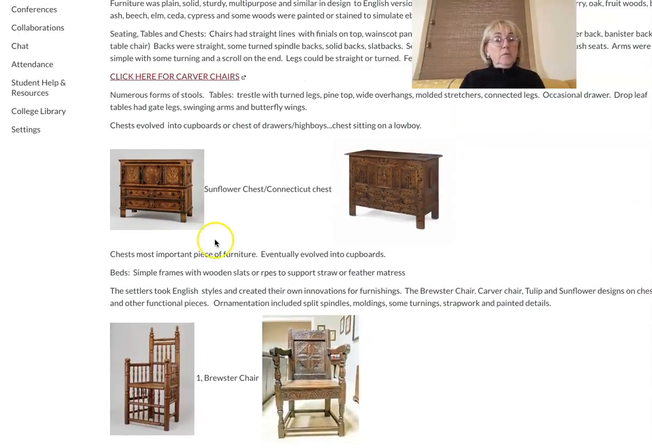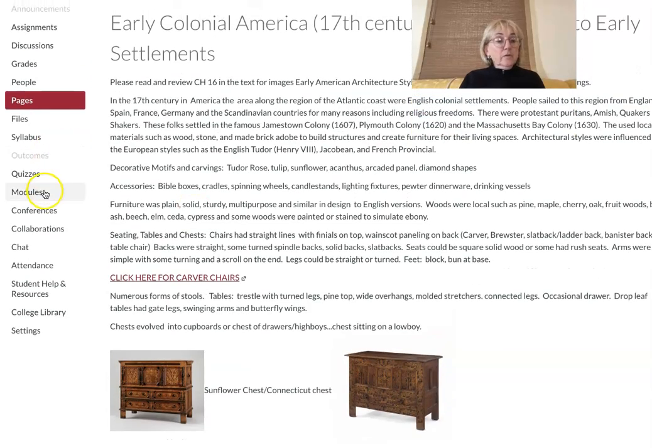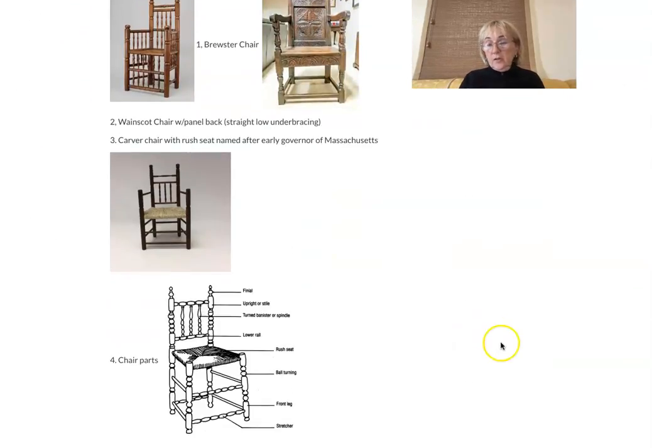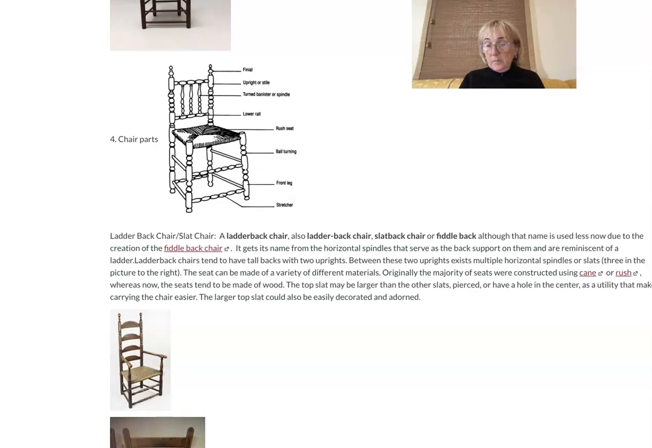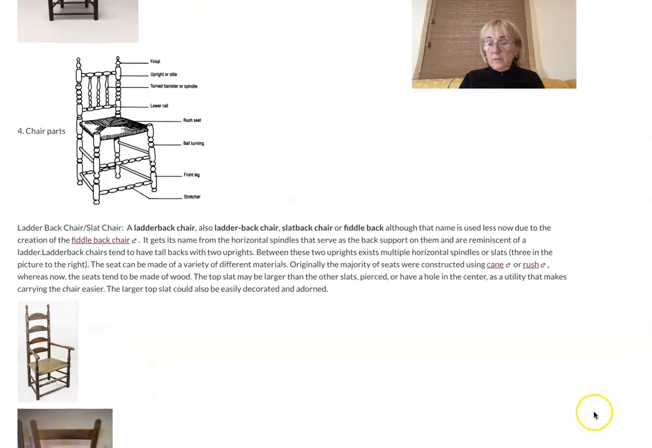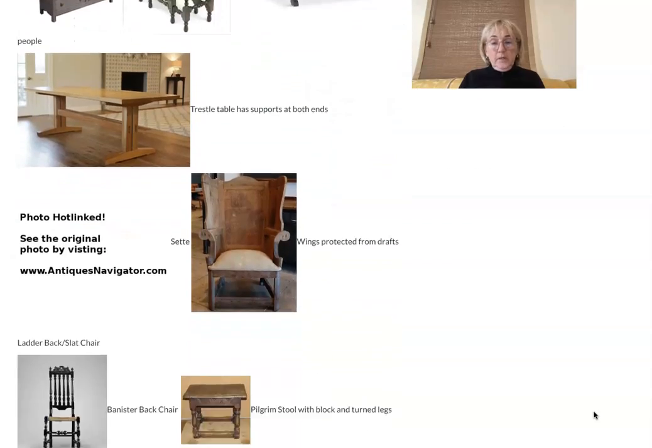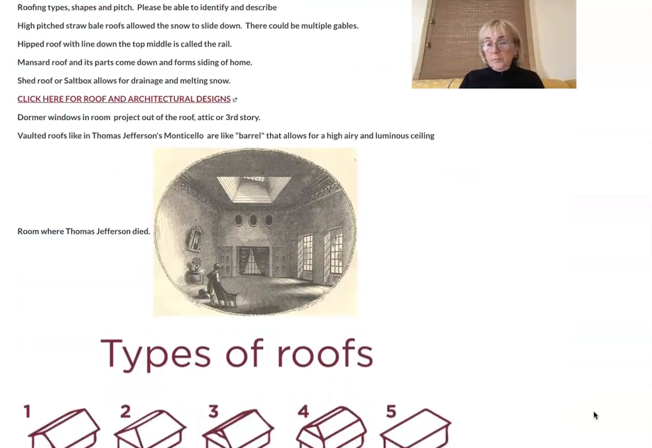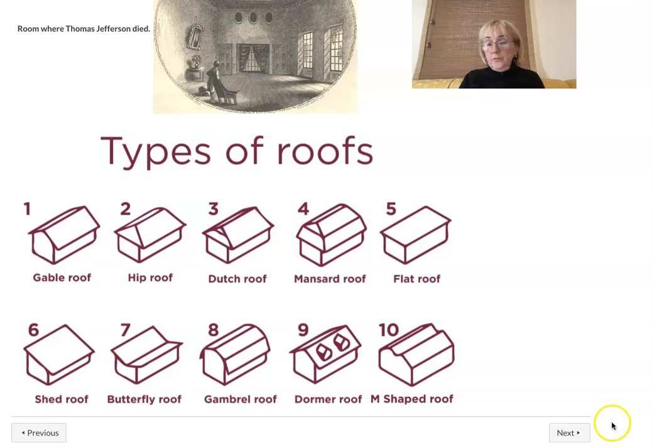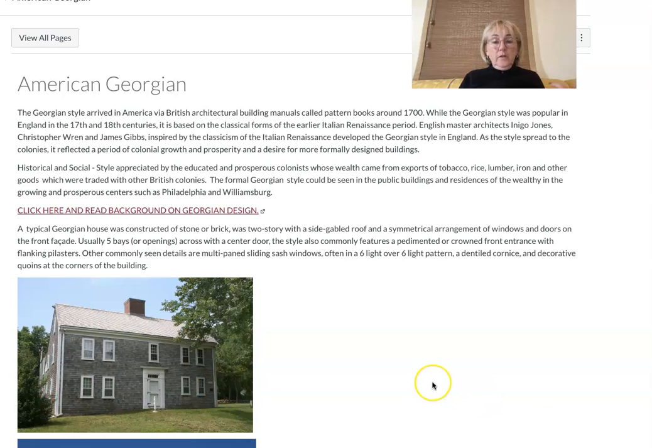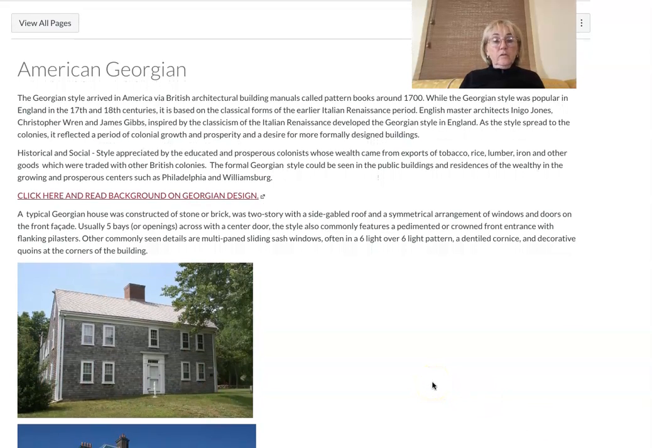So once again, we will go back to the modules here. If you know, you can hit page at the bottom, certainly. If we get to the bottom, let's see here. I'm really trying to show you how to navigate through the course. It's a little bit longer page, but if you get to the bottom, different types of roofs on homes, you can look at that and study that. If you click next, it takes you to the next page, which is the American Georgian style.